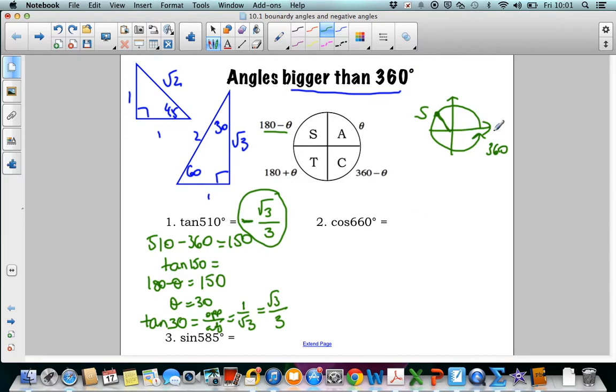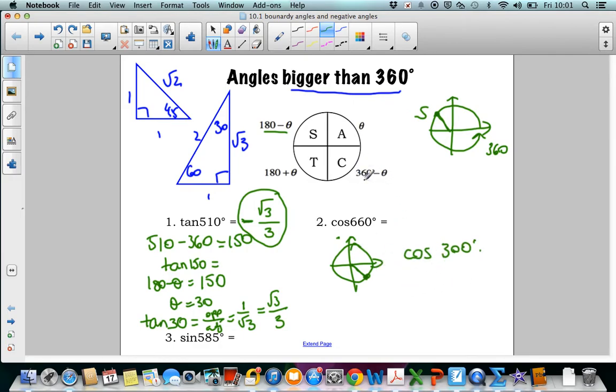Okay, same with the next one, cos 660. So this time we go around 360 degrees. And then there's still another 300 degrees left to go. So we're looking at 300 degrees. Now 300 degrees, on our unit circle, is somewhere over here. Okay, so we're now looking for cos of 300.